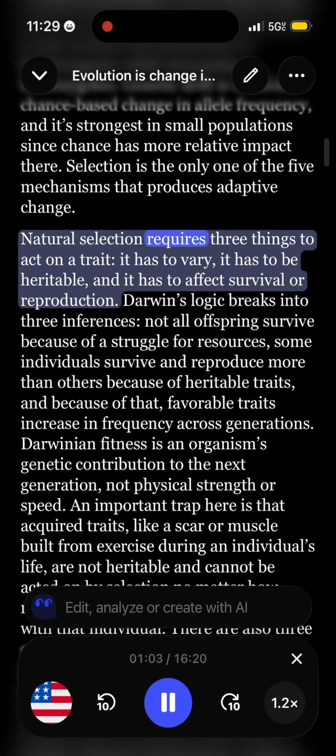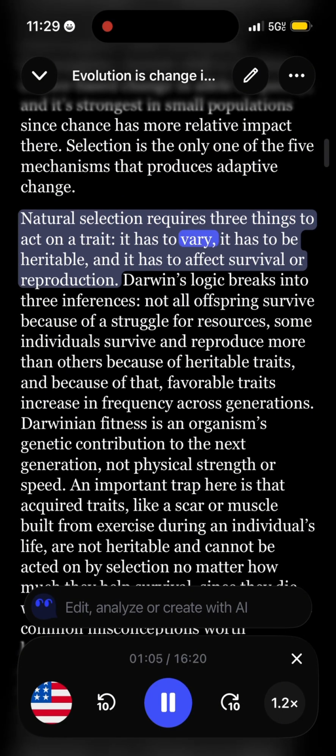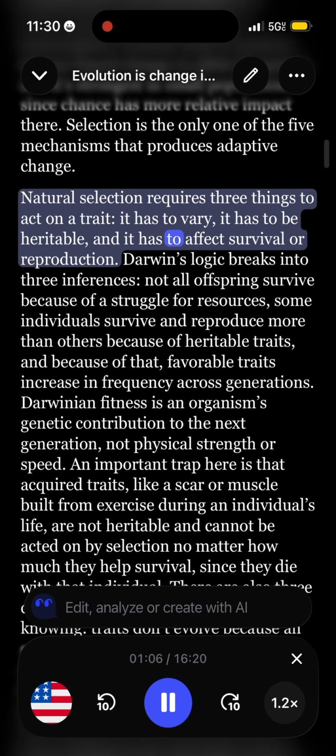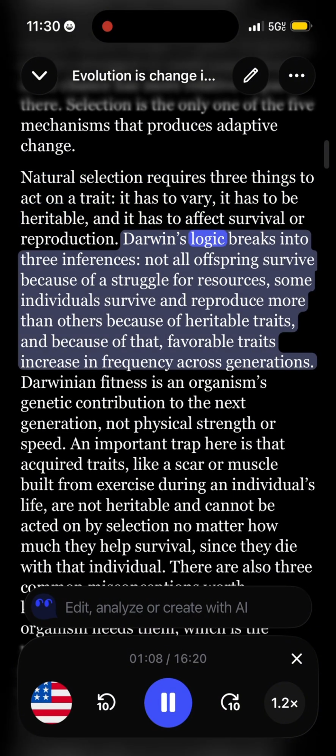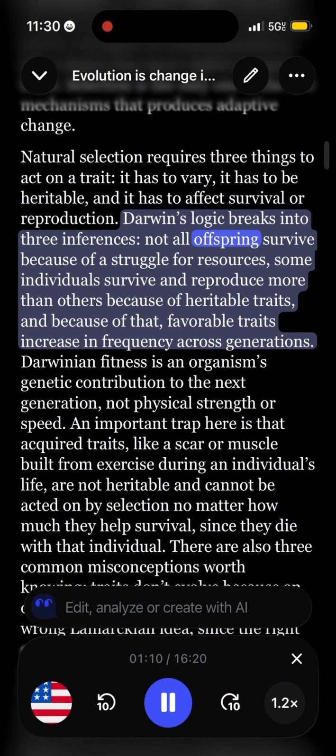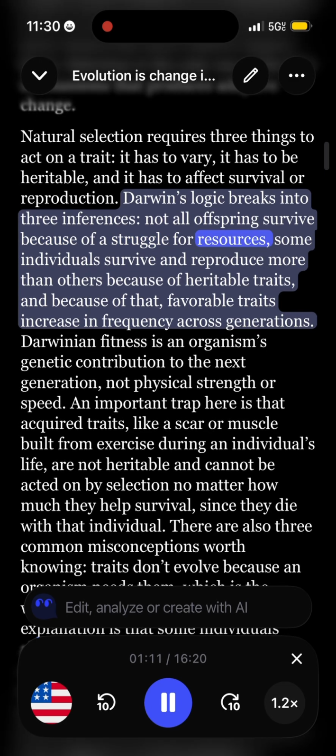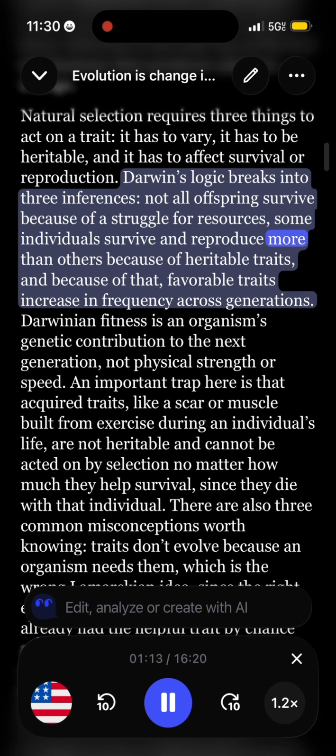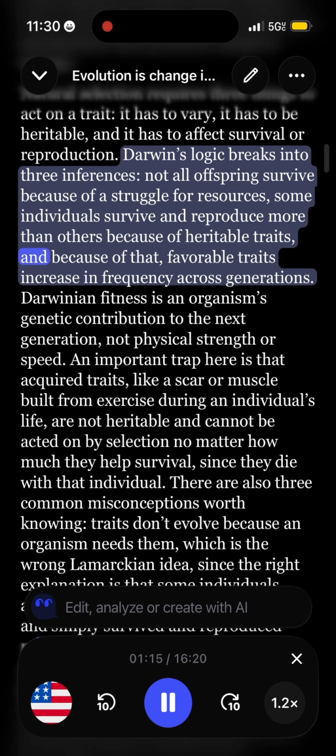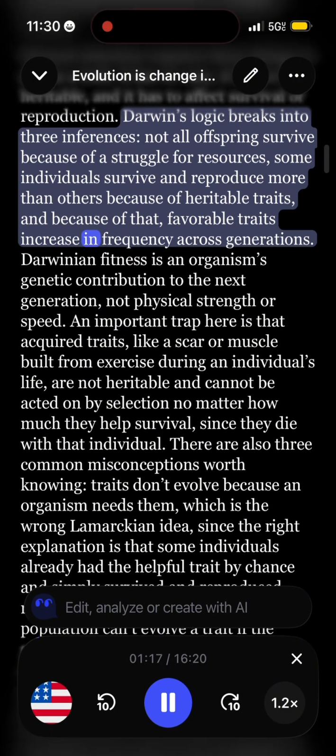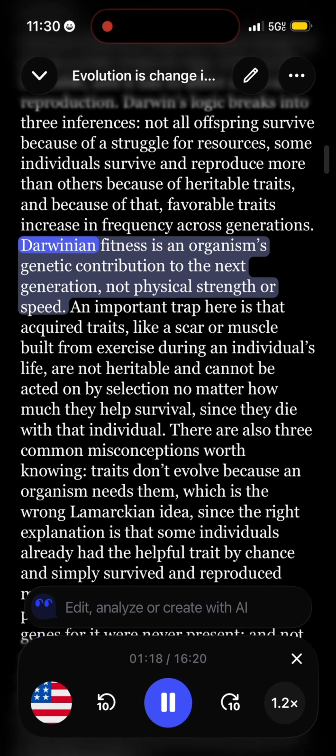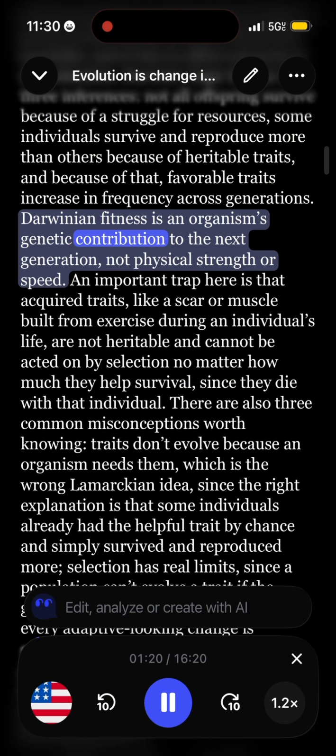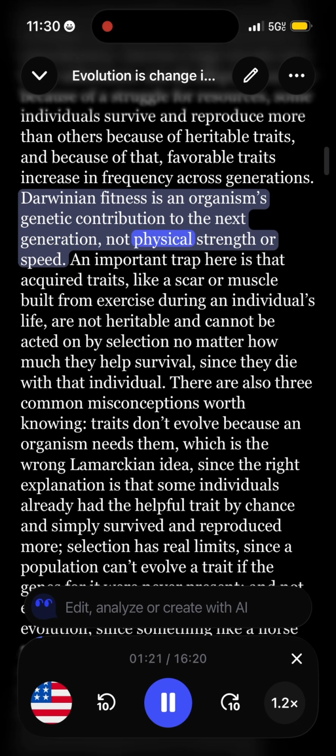Natural selection requires 3 things to act on a trait. It has to vary, it has to be heritable, and it has to affect survival or reproduction. Darwin's logic breaks into 3 inferences. Not all offspring survive because of a struggle for resources. Some individuals survive and reproduce more than others because of heritable traits, and because of that, favorable traits increase in frequency across generations. Darwinian fitness is an organism's genetic contribution to the next generation, not physical strength or speed.